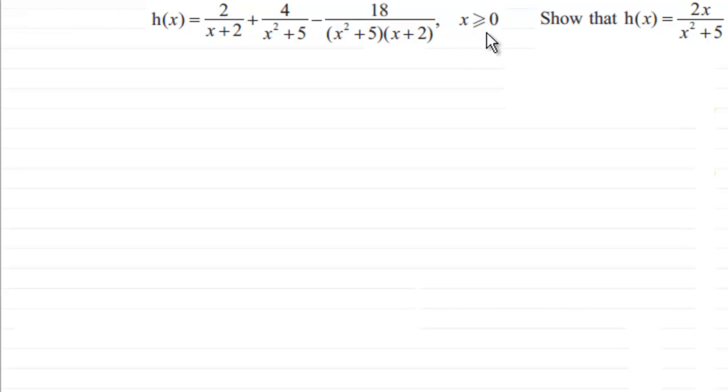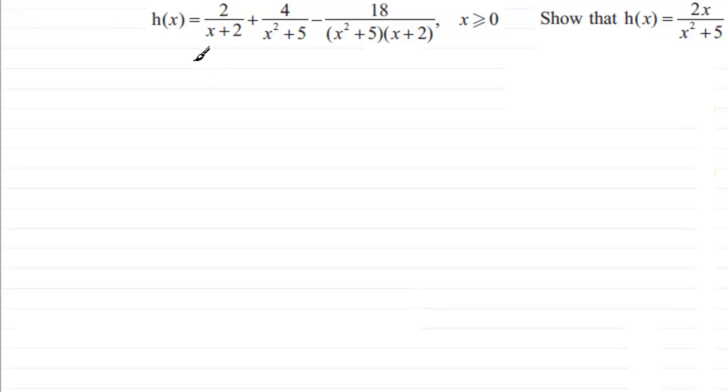And what we've got to do is to show that h of x simplifies to 2x all over x squared plus 5. So if you'd like to try this and haven't done so already, just give yourself a moment to pause the video and have a go. Okay, let's see how we would do this then.